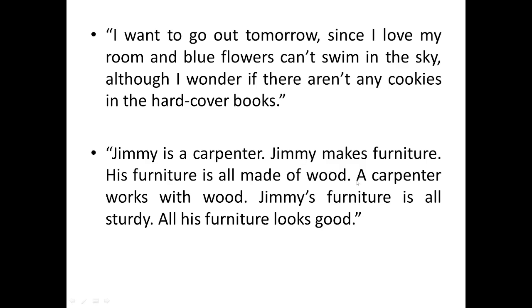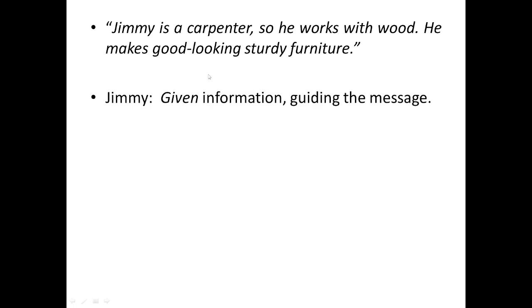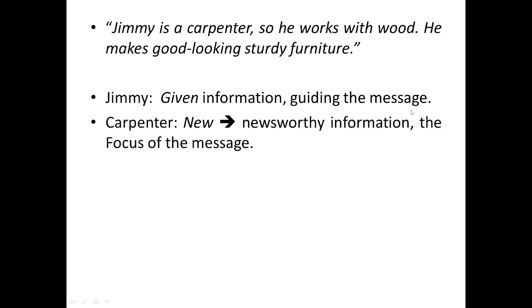This text is coherent. How can we also make it cohesive? Jimmy is a carpenter, so he works with wood. Then we use a pronoun. He makes good-looking, sturdy furniture. We start with the given information, meaning information that the listener probably already has, guiding the message. Carpenter, in this first clause, is the newsworthy piece of information. It carries the focus. It's what I wish to announce. It is the new information.